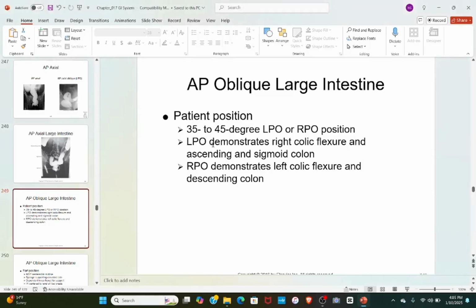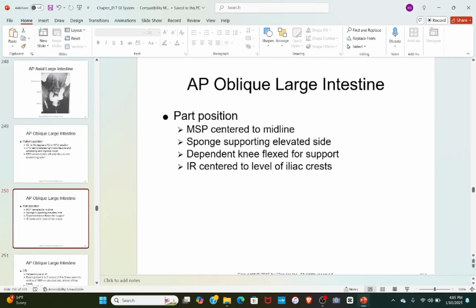So in both cases, we're going to oblique the patient 35 to 45 degrees into LPO or RPO. The LPO demonstrates the right colic flexure. The right colic flexure is also referred to as the hepatic flexure. And then we're going to rotate the patient into the RPO, and that's going to give us the left colic flexure, and that's also referred to as a splenic flexure. So our positioning, mid-sagittal plane, should be directly in the middle of the image receptor, and how we're going to do that is to position just anterior to the upside ASIS.